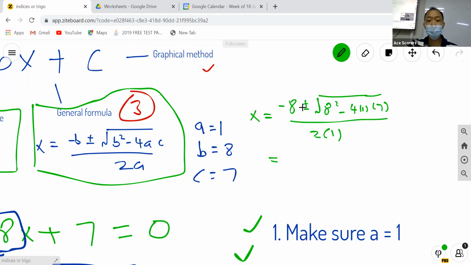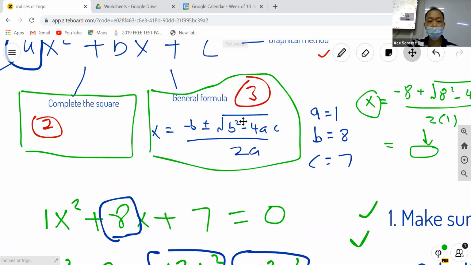So what's the meaning of plus minus? Plus minus means that one equation is plus, and the other one is minus. So there will be two answers: answer number 1 and answer number 2. For the first one you just use plus, and for the second one you use minus. So then you have two outcomes, one answer and then the other, and that is what x is equal to. So it's very simple.